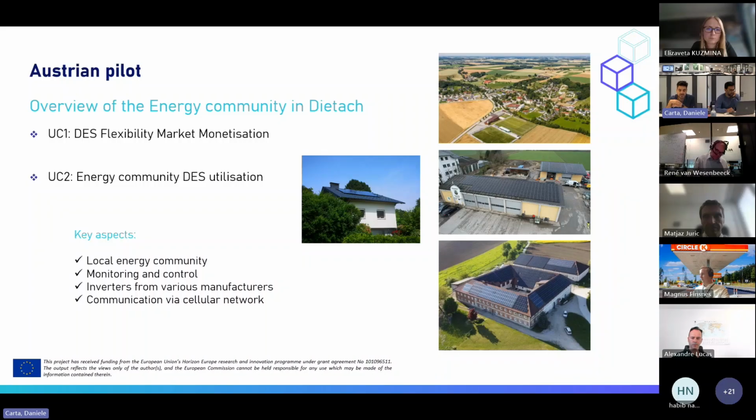So we had both monitoring and controls made by means of the legacy protocol converter. In this case, we had inverters from various manufacturers. As you can imagine, being a local energy community with different households and different assets, each household had inverters and components by different manufacturers. So this was definitely a challenge in the pilot. And also, given the nature of the community itself, we had the communication made via cellular network.